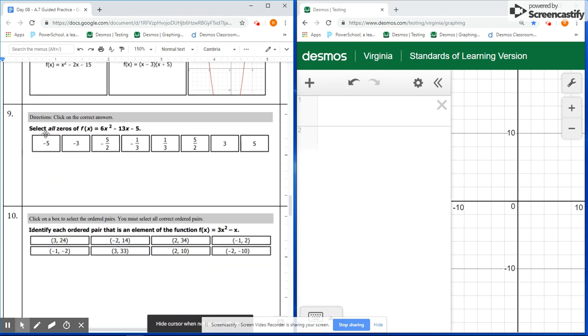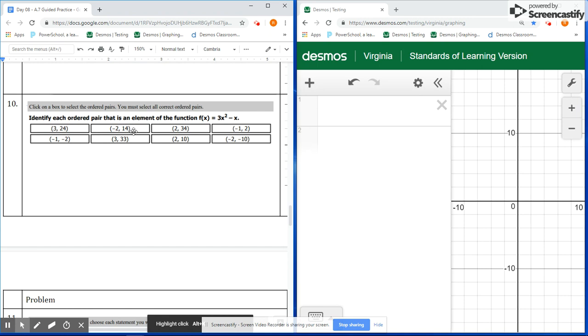Okay, number 9 says click on the correct answers. Again, there will be more than one answer, so you need to check all choices. It says select all zeros of f of x equals 6x squared minus 13x minus 5. So again, plug this into Desmos and then circle any of these that are your zeros. Okay, again, more than one answer. And I'm going to focus here, this video, on the last one.